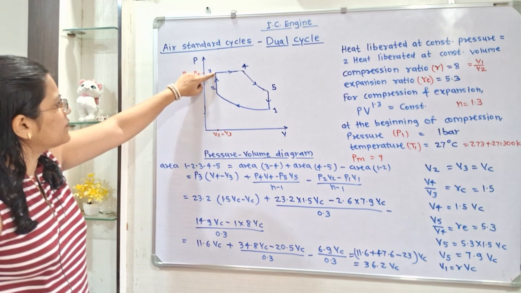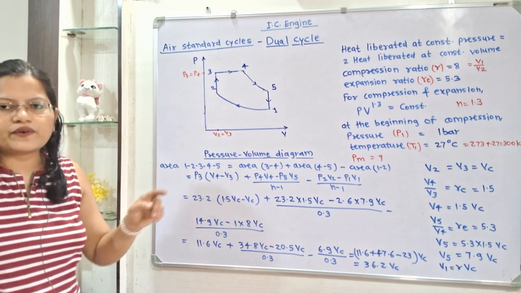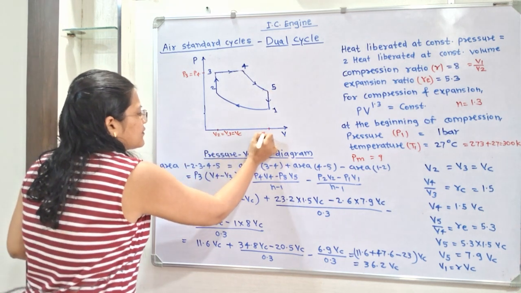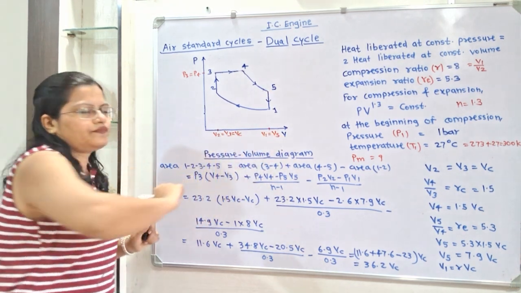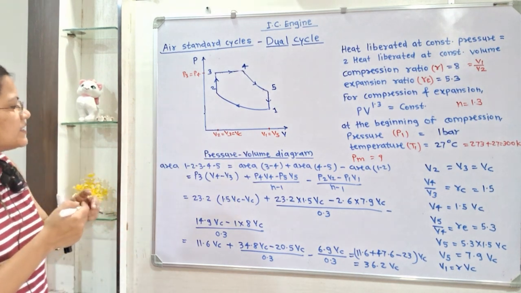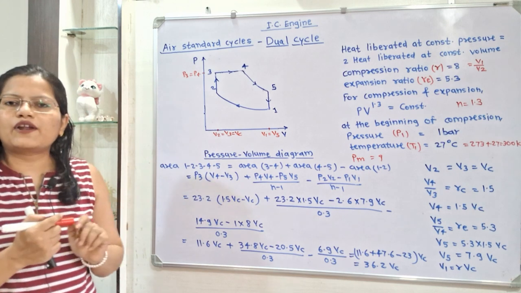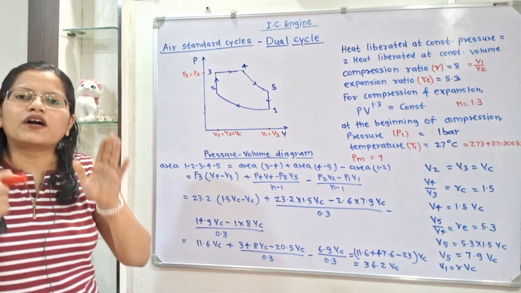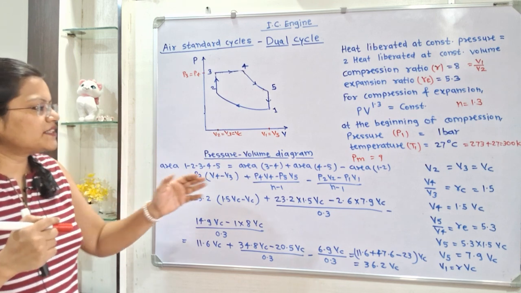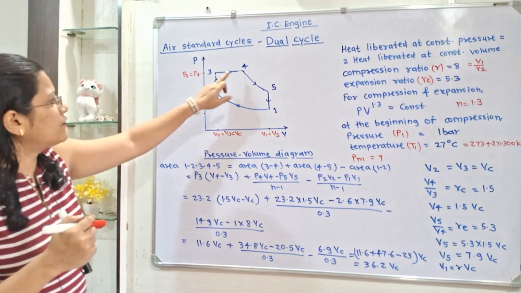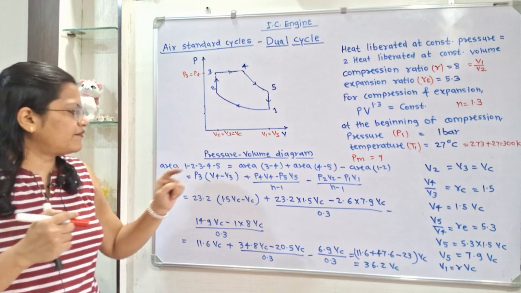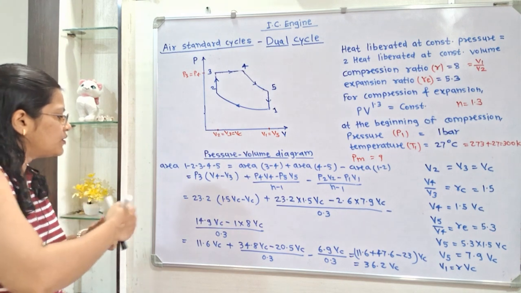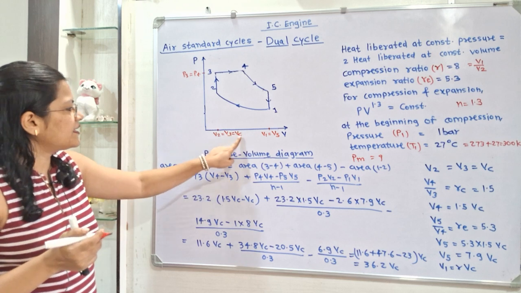Now if we observe here, V2 is equal to V3, which is equal to Vc. Then here also V1 is equal to V5. Now what is the V4? So how to convert this value of V4 in terms of Vc? So we have the relation V4 by V3 is equal to cutoff ratio Rc, and Rc we have calculated as 1.5. So V4 is equal to 1.5 V3, and V3 is known as Vc. So V4 is equal to 1.5 Vc. So we will put here 1.5 Vc minus V3, which is Vc.